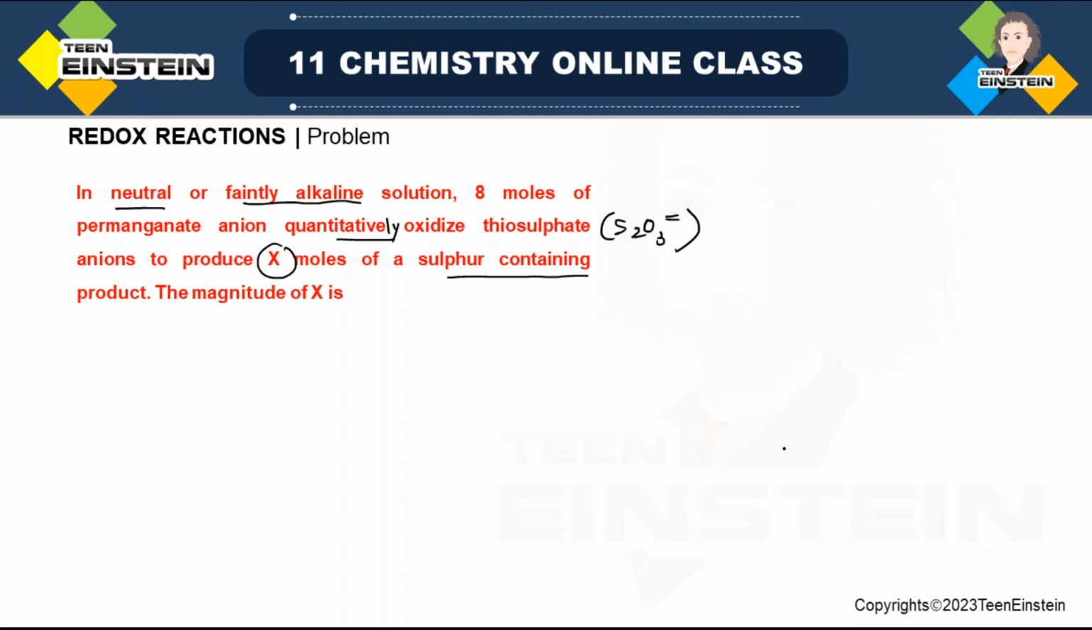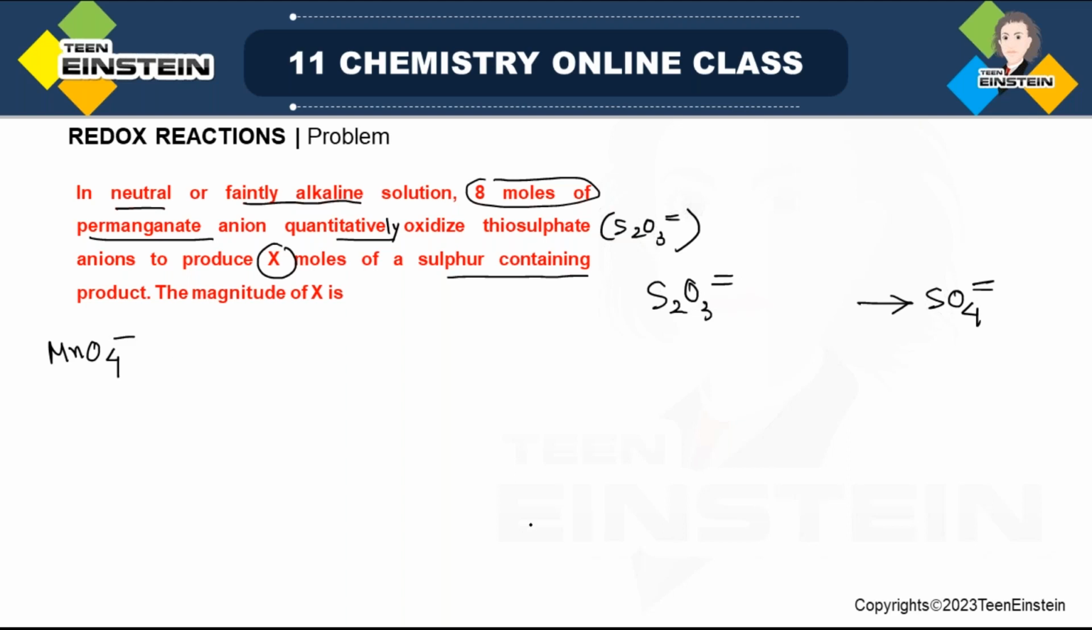It is SO4. This information you have to know previously: permanganate is a very strong oxidizing agent, and the maximum oxidation state possible for sulfur is SO4. So when S2O3 is reacting with KMnO4, its fate will be SO4. So this question is basically asking that 8 moles of KMnO4 will produce how many moles of sulfate. That is the question. If we want to know this, we need to know the balanced equation. But remember, it is neutral or faintly alkaline solution.